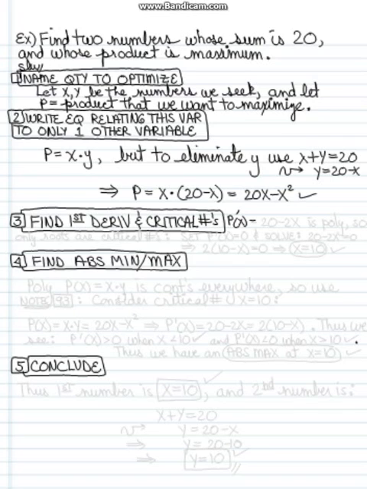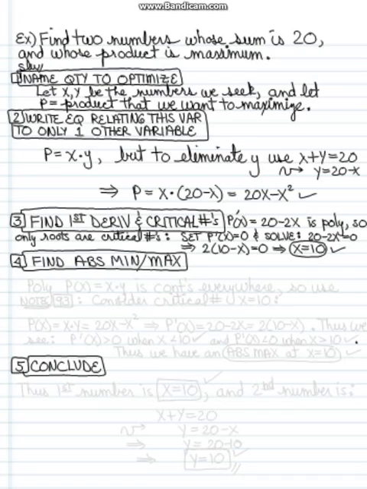Now find the first derivative of P. P prime of x is 20 minus 2x. And that happens to be a polynomial, so only the roots will be critical numbers. There are no values of x for which the function will be undefined. So you find the zeros, which will be the critical numbers, by setting the derivative equal to 0 and solving. 20 minus 2x equals 0. So 2 times (10 minus x), we factored it, equals 0. Set each of the factors equal to 0, we get x equals 10. That's our one and only critical number.